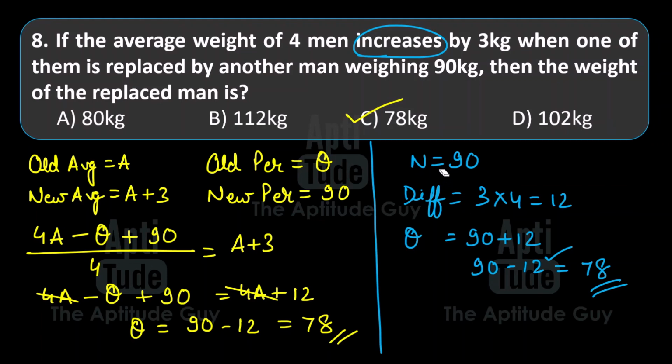Always think about the new person, increases or decreases. And then accordingly, the old person will be the exact opposite of the new person. Okay. Moral of the story, just because the average is increasing does not mean you blindly add. You have to see who is given and what you have to find.